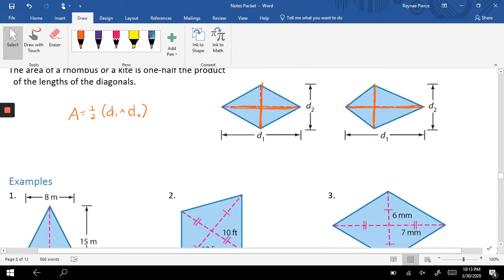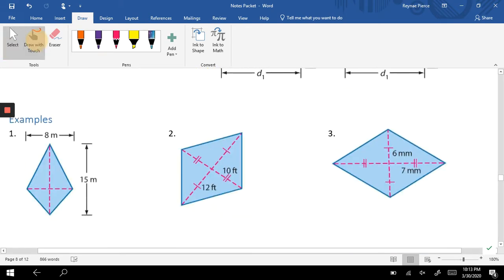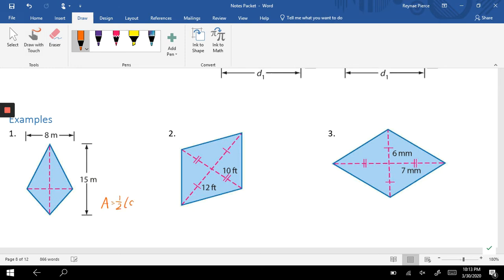Okay, so here we go. Some examples. Here, 8 represents one diagonal, 15 is another. So I'm going to do 1/2 times 8 times 15, for an area of 60 meters squared.